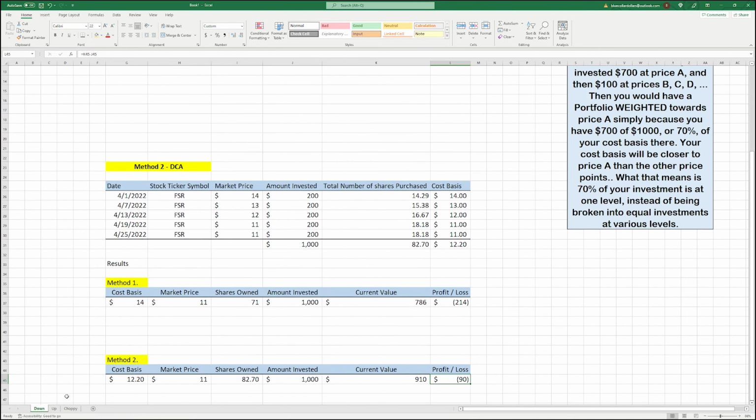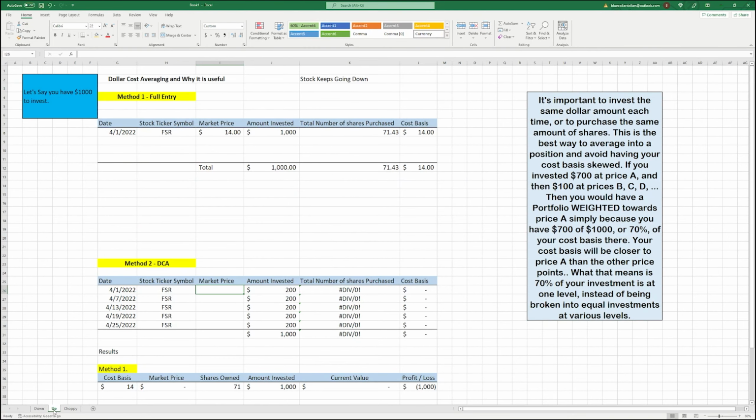So let's go look at what happens when the stock price is going up. In this scenario, the stock price is going to continue going up. In method one, full entry, we're just YOLOing it. It's $14. We put $1,000 in, and we're going to see what happens. Or you can do the same thing we did last time: you put in $200 every week and average in. So let's say 14, 15, 16, 17. Let's leave it at 17, right?